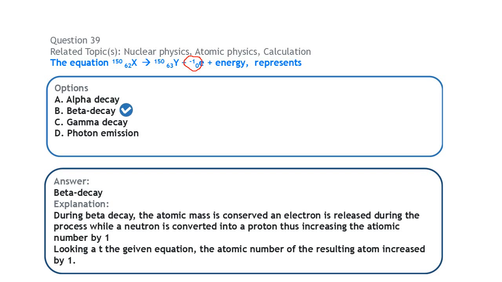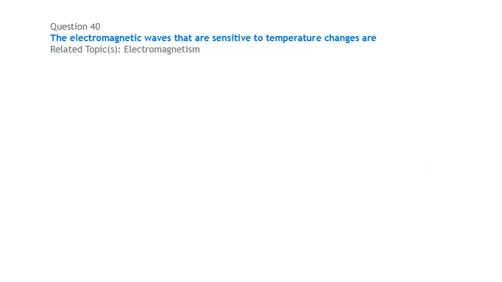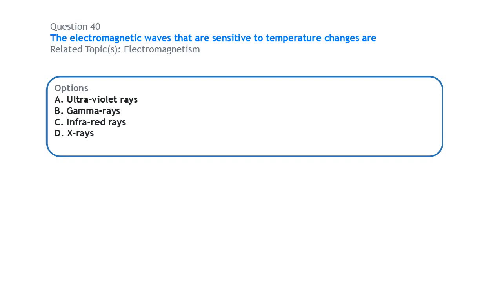The other thing is that if you look at the original atom here, the atomic number has increased by one. The atomic mass did not change. It is 150 and 150, but the atomic number has increased by one, and you only have this in a beta decay. If this was an alpha decay, the atomic mass would have decreased by 4 and the atomic number would decrease by 2. Because it's only the atomic number that has increased, this is purely a beta decay.